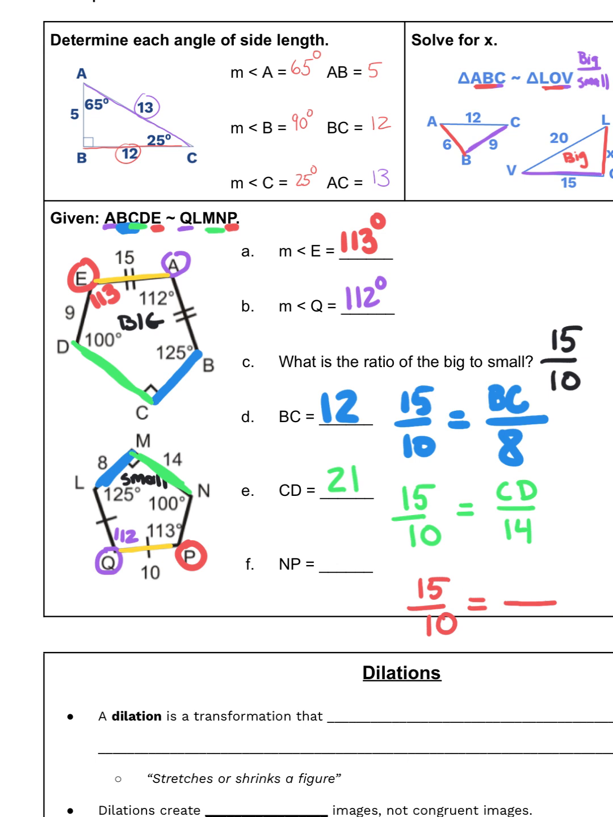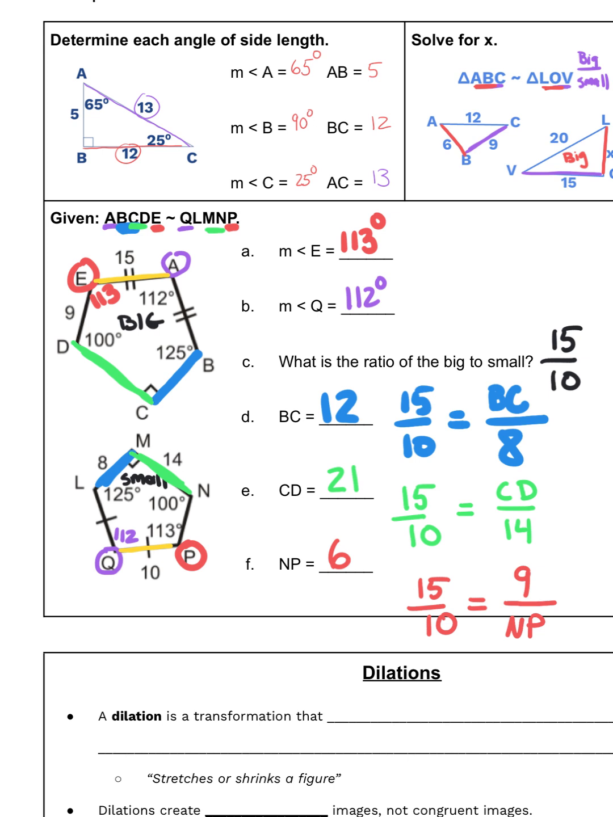Okay, NP. NP is the last two letters, and that corresponds with DE. So NP corresponds with DE. So if we're going big to small, NP is the smaller figure, so that goes on the bottom. NP corresponds with DE, so we put the 9 on top. And when we cross multiply, we will get 6.